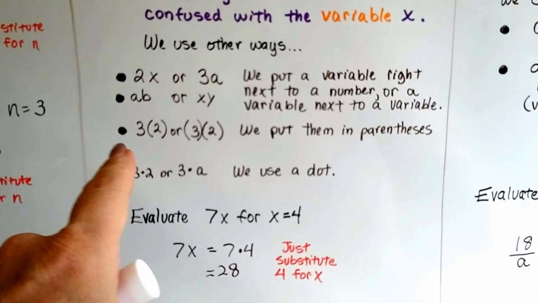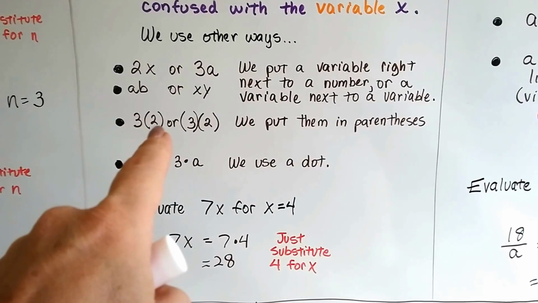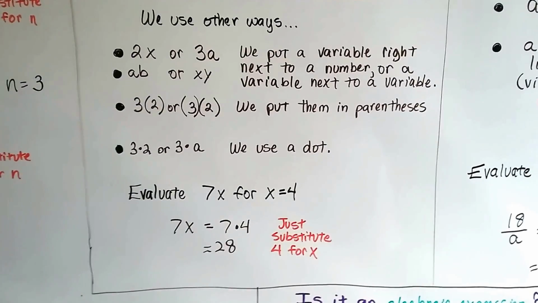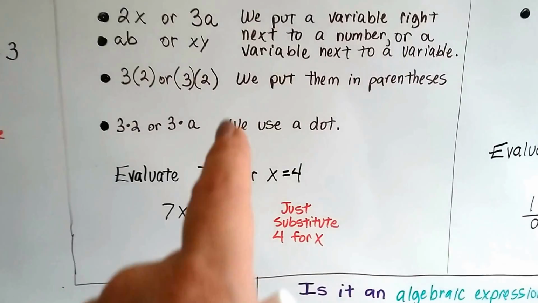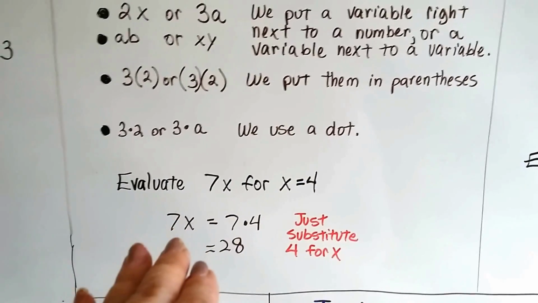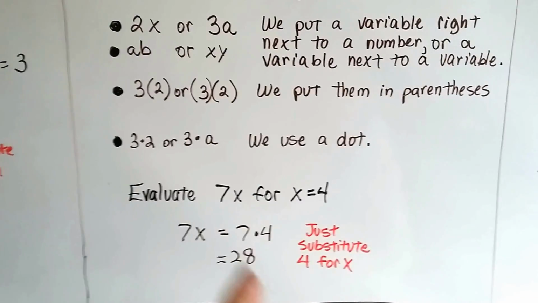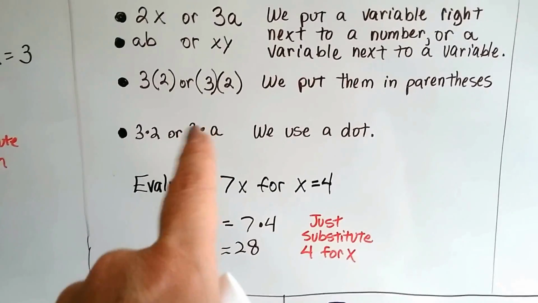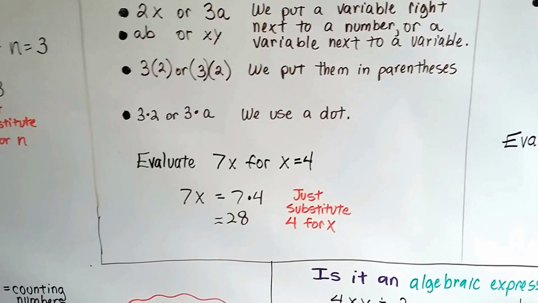See? And we could even put them in parentheses. We could say 3 and then a 2 in parentheses. That means multiply. And if both of them are in parentheses, that means multiply. We could also use a dot. And I believe, actually, that children should do this from first grade or second grade, whenever they start understanding multiplication, that there shouldn't be the x there because that's too confusing. I think we should always have the dot there from the early grades as multiplication. So this means 3 times 2 or 3 times a.